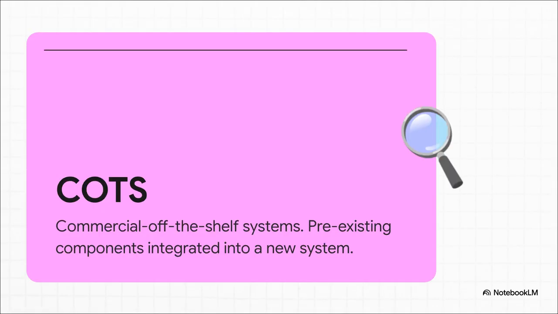The key term to know here is COTS, which stands for Commercial Off-the-Shelf Systems. These are basically ready-made software parts that you can buy or license and then just plug into the bigger system you're building. It's kind of like using prefabricated walls to build a house. It's just way faster and usually a lot cheaper.